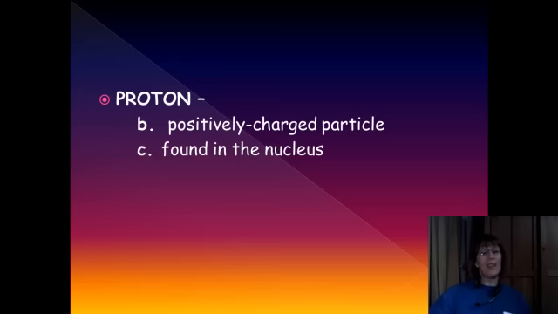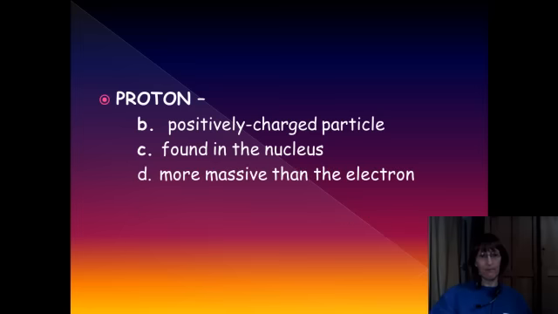They are found in the nucleus. How do we know they're found in the nucleus? We can thank Mr. Rutherford for finding them in the nucleus. We'll get to him later. They're much more massive than the electron. We actually use the mass of the proton. When we start talking about the atomic mass number, we actually use the mass of the proton that's in there.